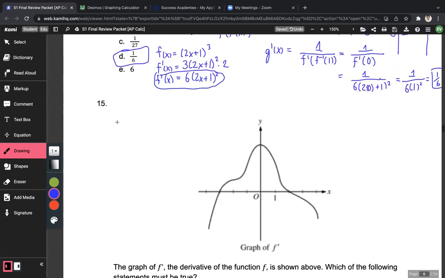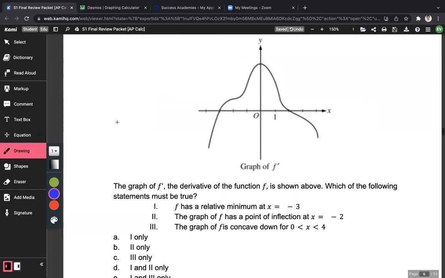Not too bad. All right, question number 15, we've got a graph of f prime, the derivative of our function f. Which of these statements are true? All right, let's look at them one at a time. F has a relative minimum at x equals 3. All right, as soon as we see that, I want to see this annotation on your page.